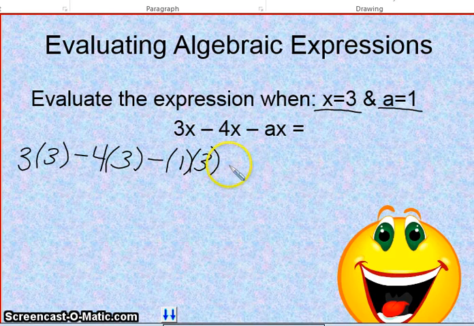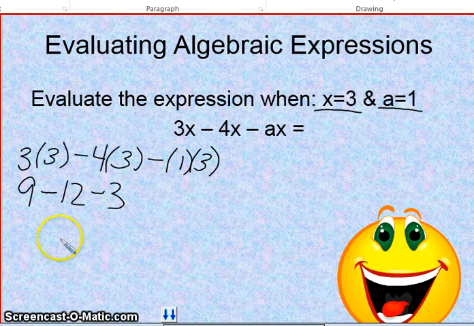Once all my values are numerical, I can use the order of operations to simplify. So I start with my grouping symbols. Here all my parentheses are just holding those numbers. There's no operations. Then I go to exponents. There's no exponents here either. Then I do multiplication and division from left to right. So 3 times 3 is 9, minus 4 times 3 is 12, minus 1 times 3, which is 3.